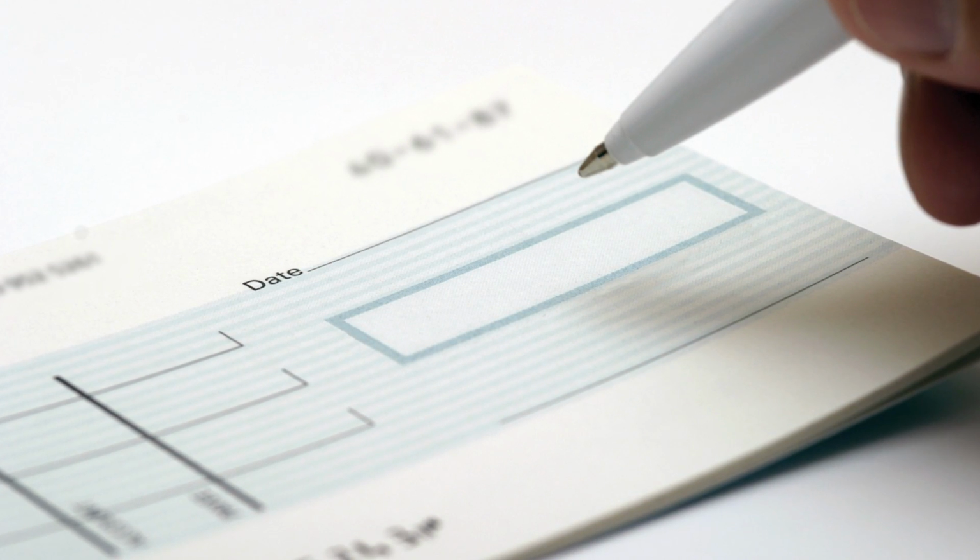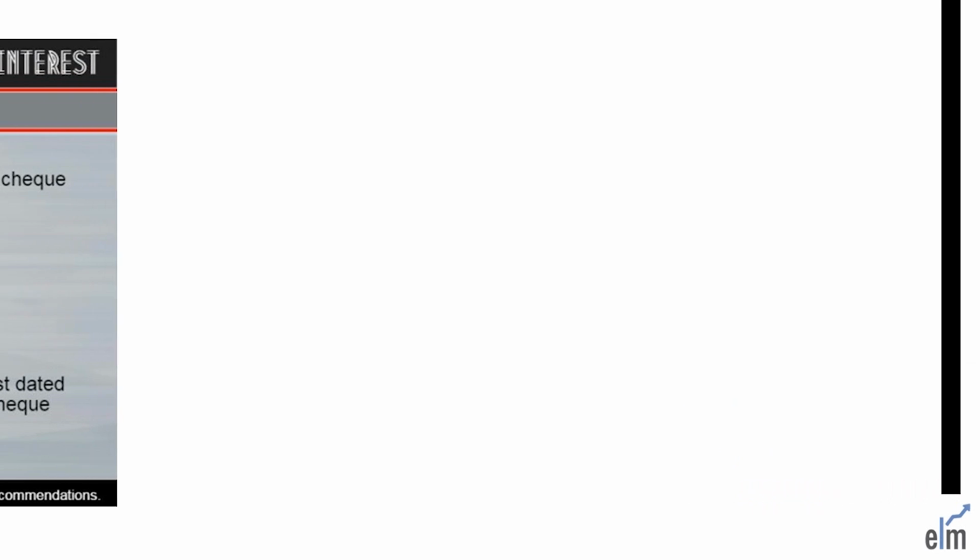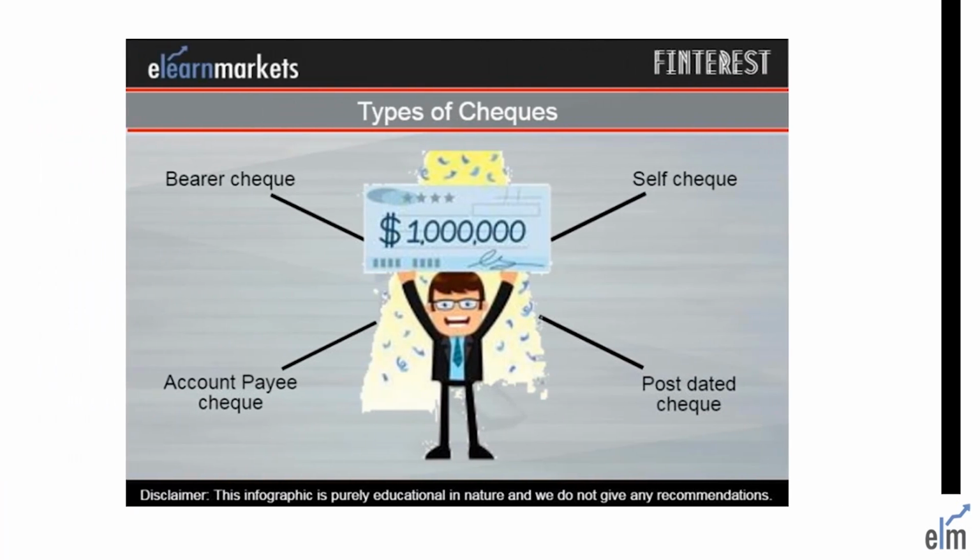According to the provisions of the Negotiable Instruments Act 1881, a check is a negotiable instrument which helps you to withdraw money and to transfer funds as well. Now, let us understand what kinds of checks are available with us. We have 4 types of checks available with us. As you can see on the screen, these 4 types of checks are bearer check, self-check, an account payee check, and a post-dated check. Let us understand one by one what each of the checks denotes.